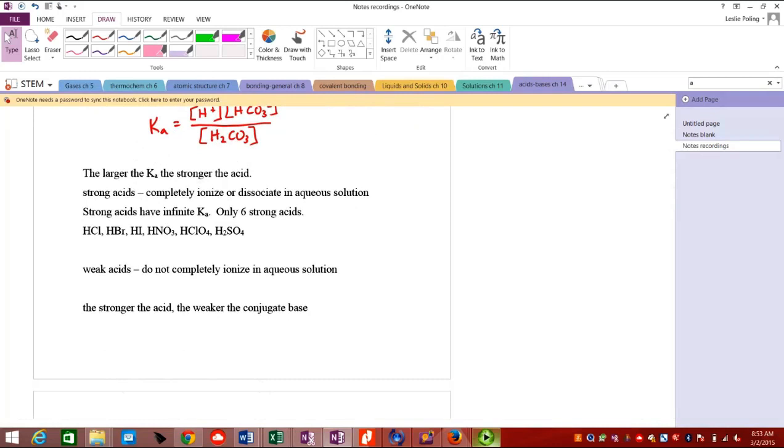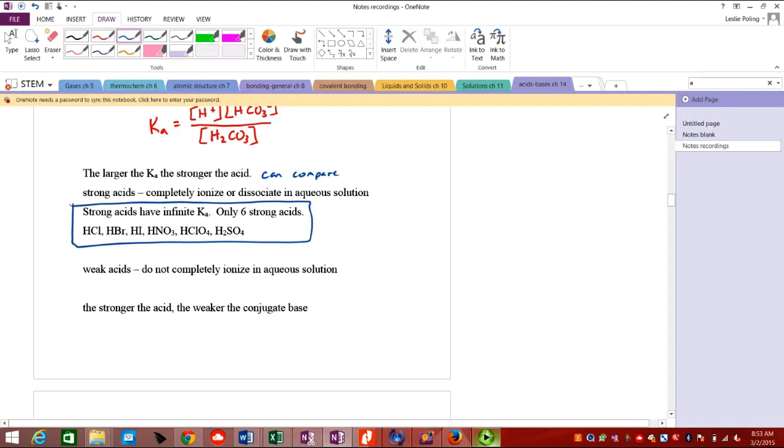The larger the Ka, the stronger the acid. So you can use that to compare. Strong acids completely ionize, and we don't do Ka for those because it is essentially infinite. And there are only 6 strong acids. That'd probably be a good thing to memorize. And we did actually look at these with solubility rules.